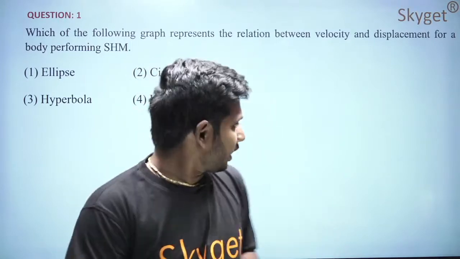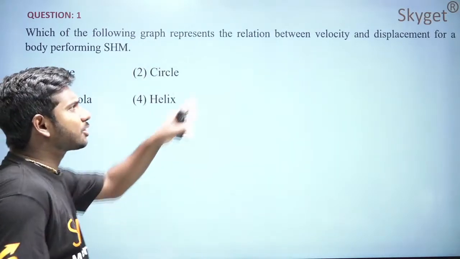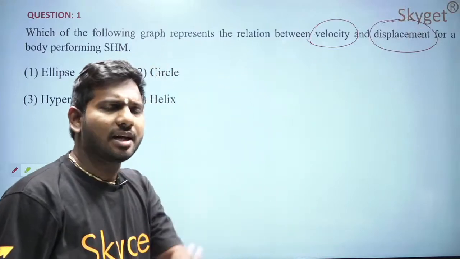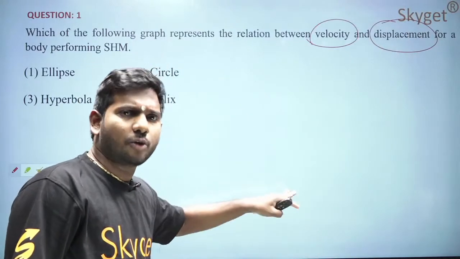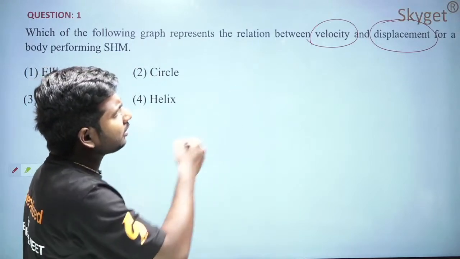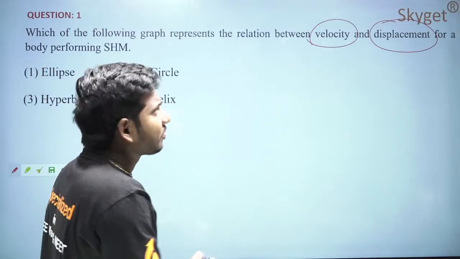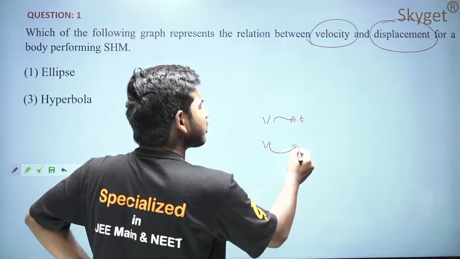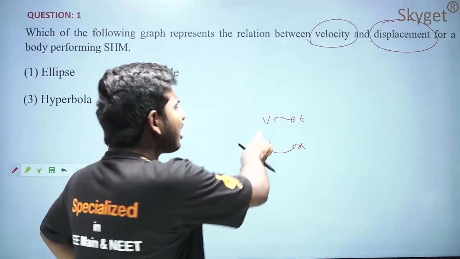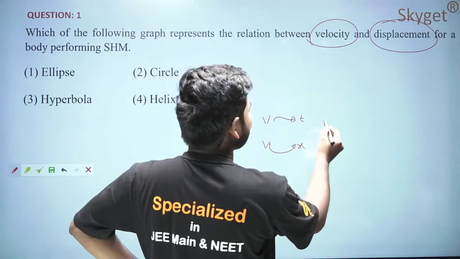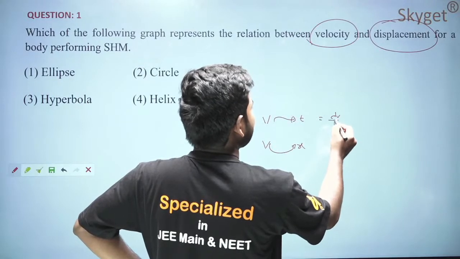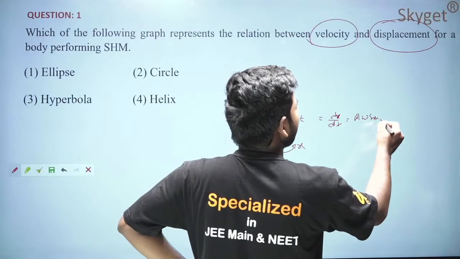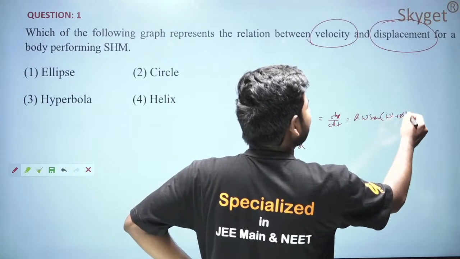So if you see, velocity and displacement are the terms they asked us to find out. This is a question which is repeated in one of the previous shifts of this JEE Mains as well. So we have two equations: velocity with respect to time and velocity with respect to position. Velocity in terms of time we can write as v = dx/dt = Aω sin(ωt + φ). This is in terms of time.